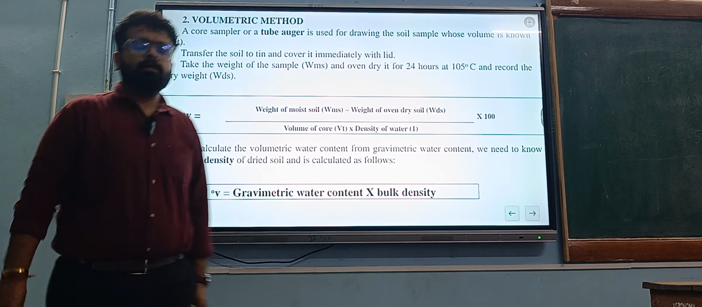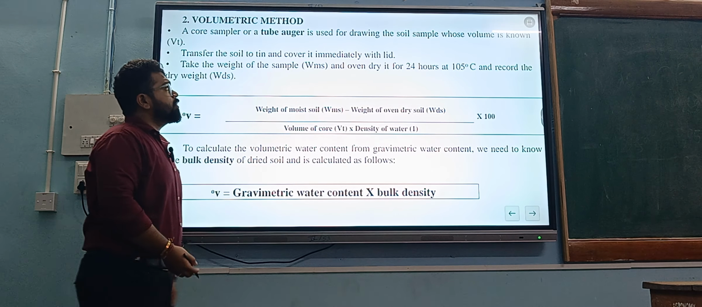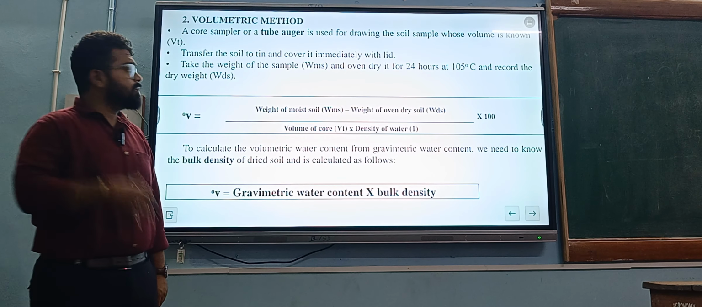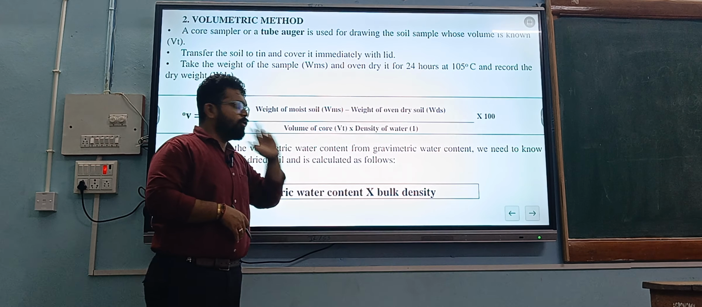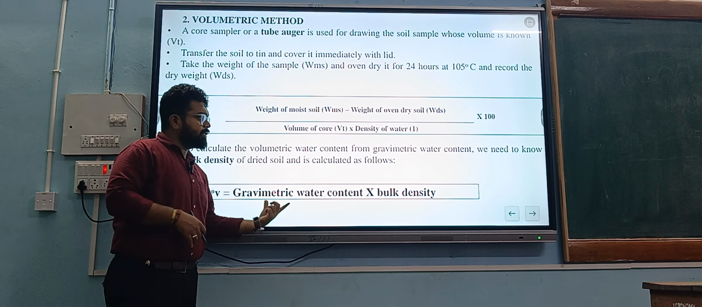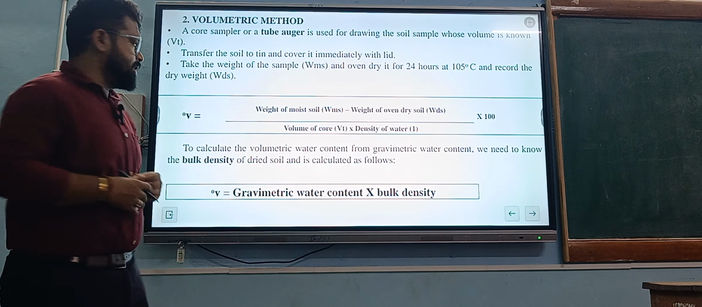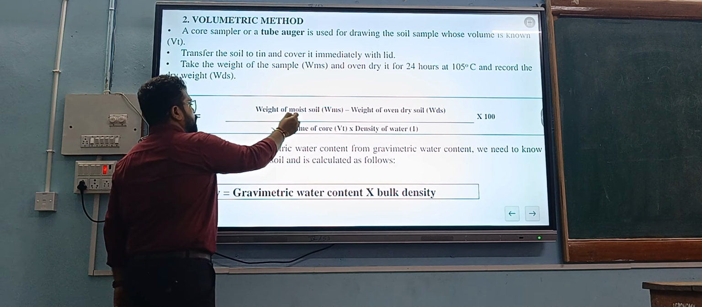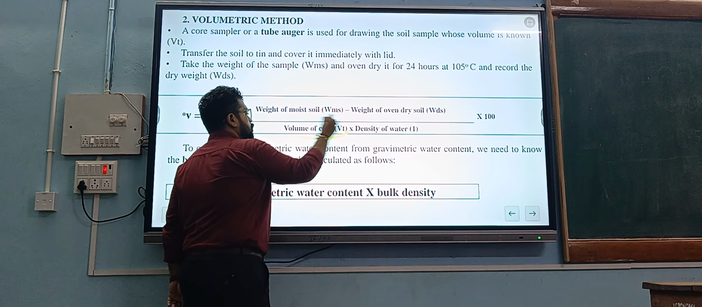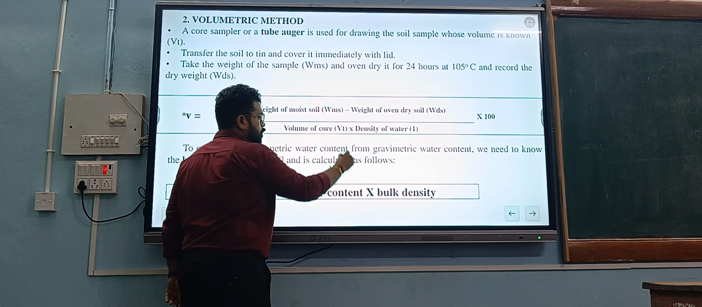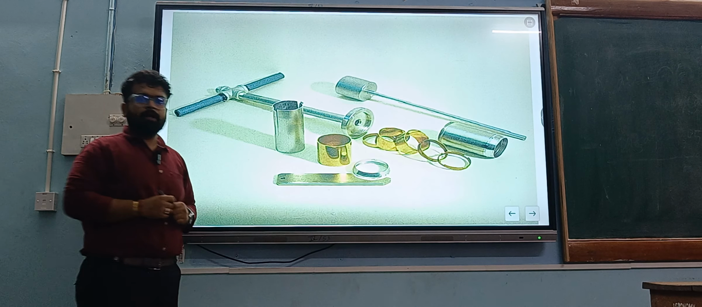The next is the volumetric method. For the volumetric method, the instrument is the same, and we take the same value and multiply it with the density of water, or the gravimetric moisture content multiplied with the bulk density gives you the volumetric moisture content. So the weight of moist soil minus weight of oven dry soil, divided by the volume of the core. The volume of the core means the core sampler you are using to determine the bulk density.